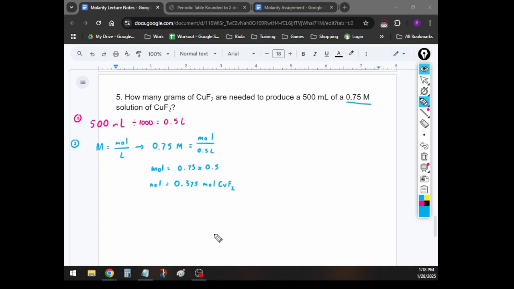Any questions on step 2? 0.375, right? Yeah. So basically, you're just multiplying the molarity with the liters.